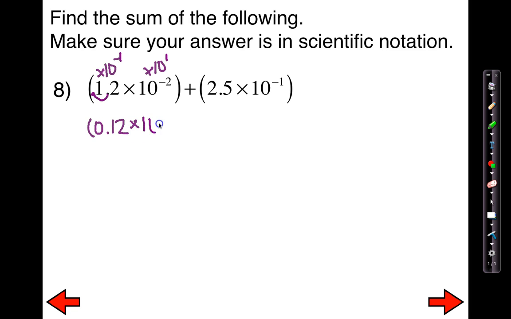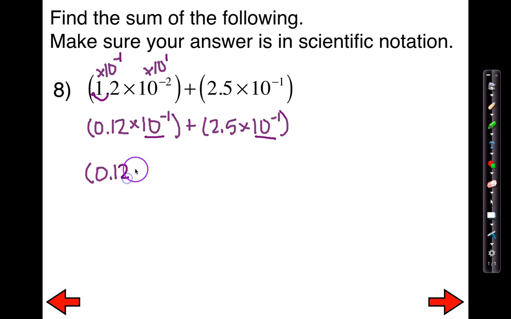I'm going to be left with 0.12 times 10 to the negative first, because negative 2 plus 1 is negative 1, plus 2.5 times 10 to the negative first power. Now that my base and exponents match up, I can go ahead and combine like terms. So I'm going to add 0.12 plus 2.5, and I'm still going to have it multiplied by 10 to the negative first power. I'm just going to add this, leaving us with 2.62 times 10 to the negative first.